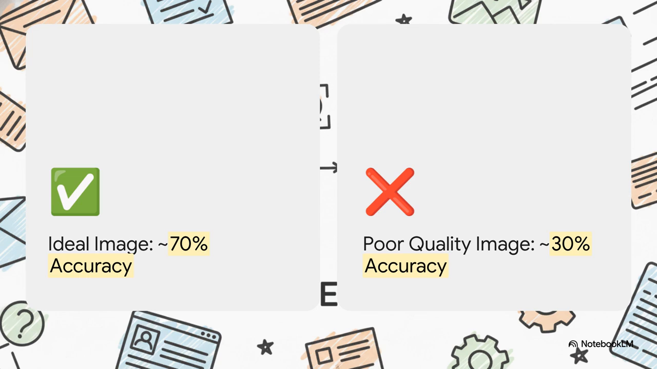Because here's the stark reality. On a perfect, clean image, Tesseract might get you, say, 70% accuracy. But if you feed it a blurry photo with bad lighting, that accuracy can just plummet to 30% or even lower. It's the classic case of garbage in, garbage out.